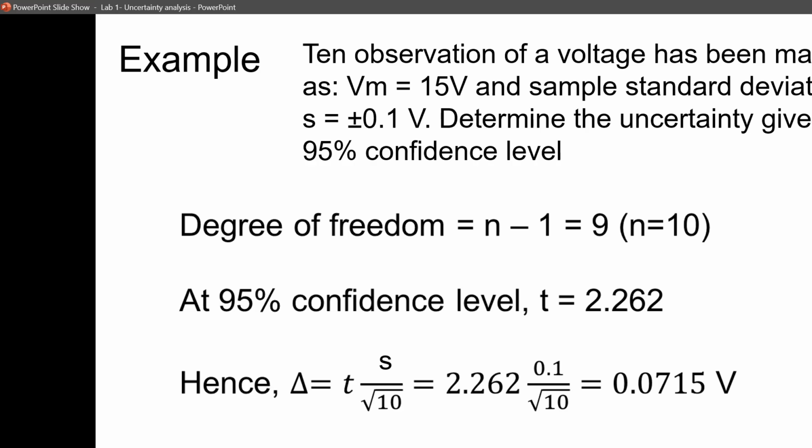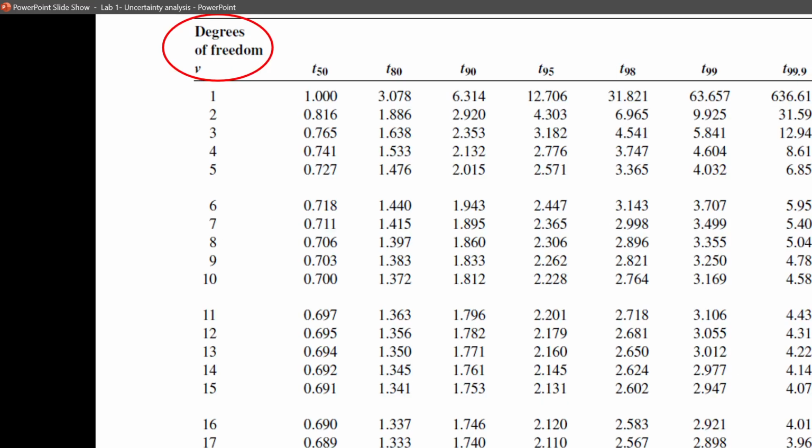This is a small sample uncertainty distribution, so the first thing you want to do is to find the degree of freedom. And how do we calculate the degree of freedom? We just take the number of measurements, which we are told is 10, and then subtract 1, which means your degree of freedom is 9. At 95% confidence, for a degree of freedom of 9, this is going to be your t-score, 2.262.